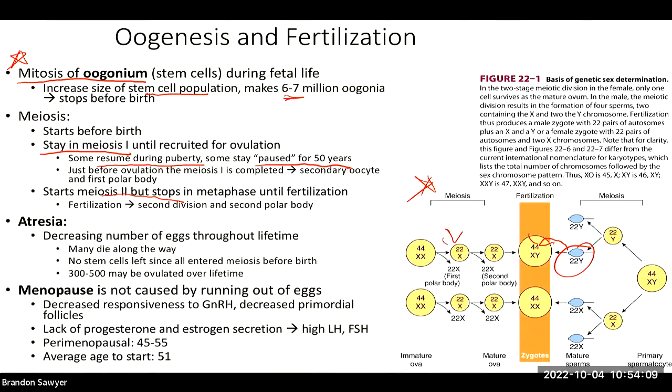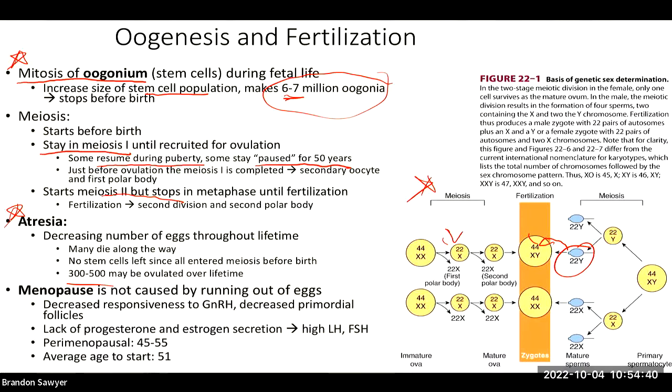This idea of atresia is the idea that women are not making more egg cells after birth, right? So the number of egg cells is slowly declining. But this is a lot, definitely a lot more than is needed, as typically only around 300 to 500 may be ovulated over a lifetime. But women aren't making more throughout their lifetime. This is not the cause of menopause.